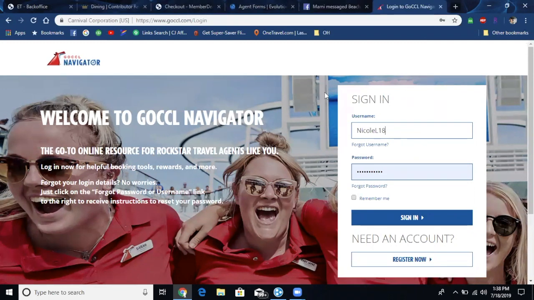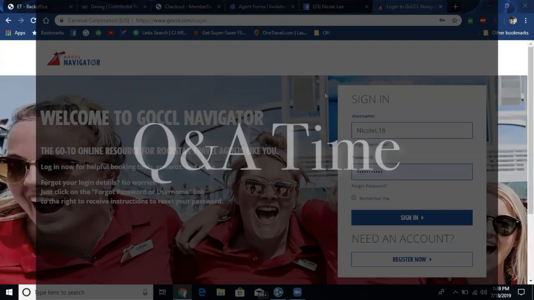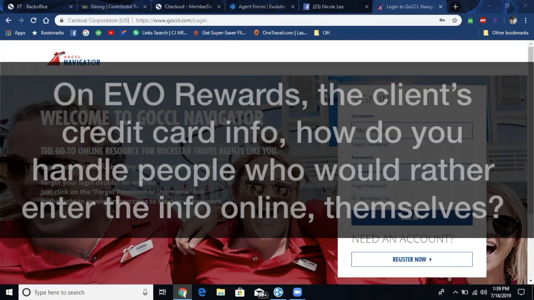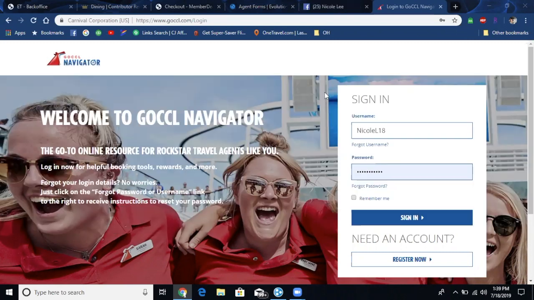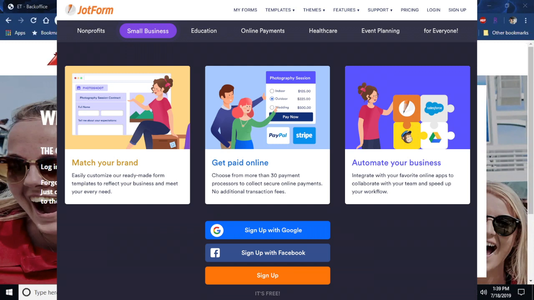So right now I'll take some questions. Okay, on Evo Rewards, the client's credit card info: how do you handle people who would rather enter the info online themselves? I give them a JotForm. I personally have a JotForm. It looks very professional, from me, from my company. It says Nikki Lee Travel. It has all the information. If they want to enter it themselves, it's going to come to me anyway.